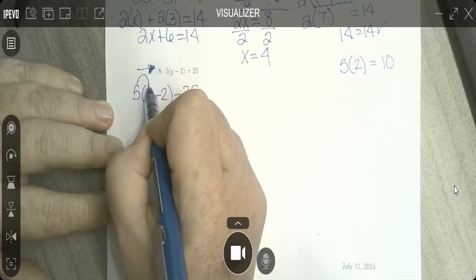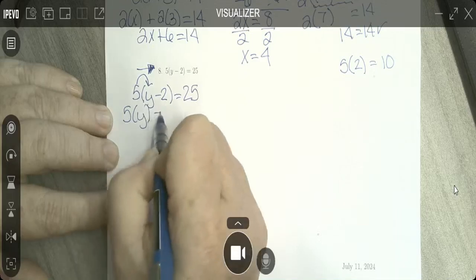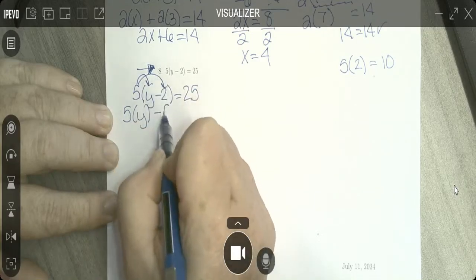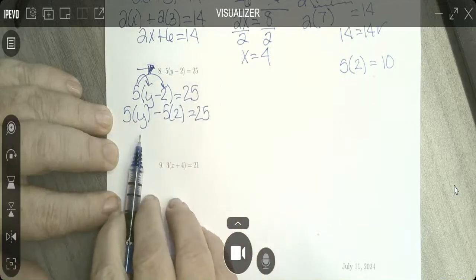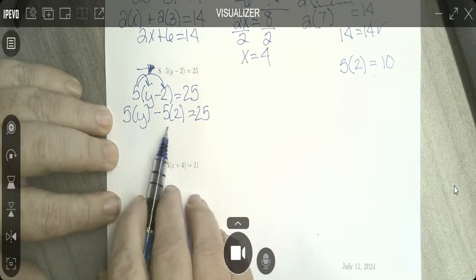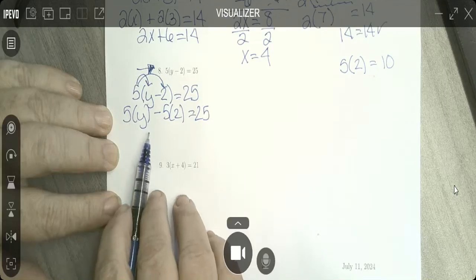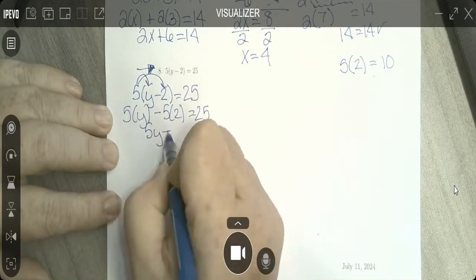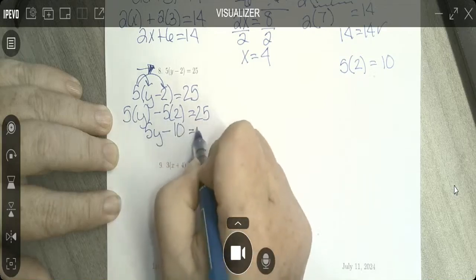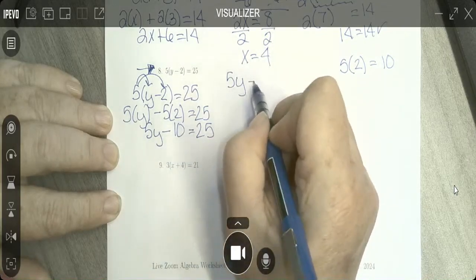And so I'm going to take 5 times y minus 5 times 2 equals 25. Now, when you get really good at this, you don't have to write this multiplication out. But I just want to make sure that everybody understands what I'm doing, okay? So 5 times y is 5y minus 5 times 2 is 10 equals 25. All right, let's rewrite that up here.